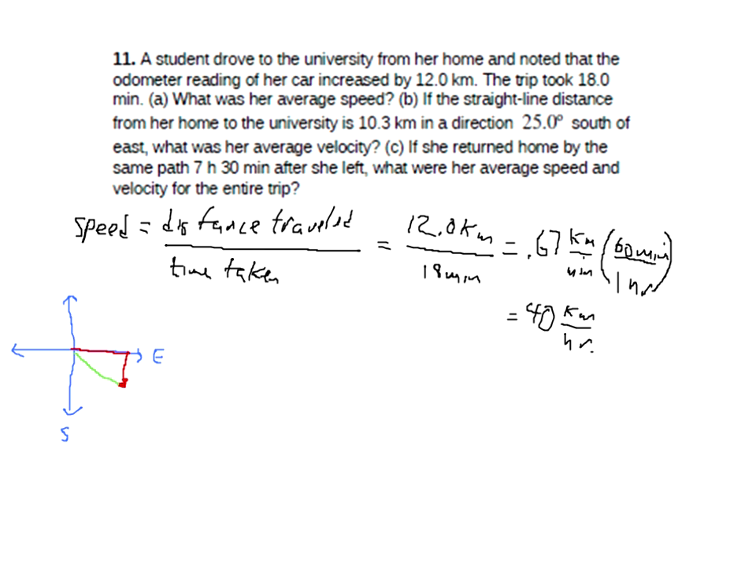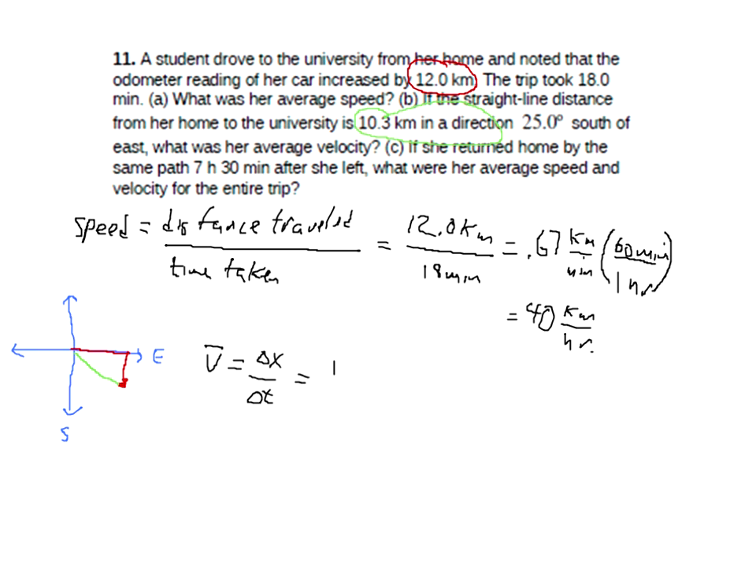So this is the green, and then this is the red. So the straight line distance, that's the actual displacement. So the green is the displacement. So the average velocity is displacement over duration, change in position divided by change in time.